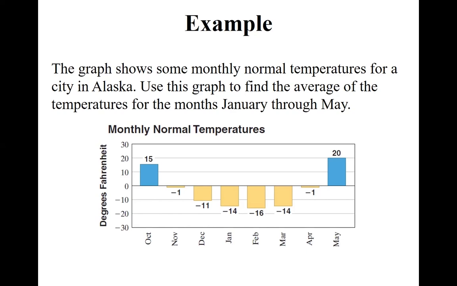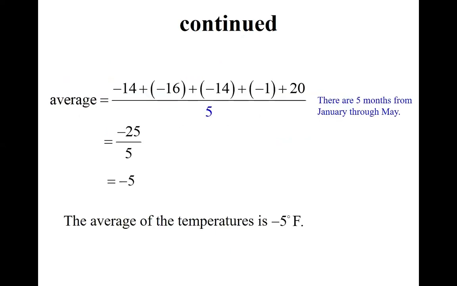We are looking for January through May. We can ignore October, November, and December. We're just looking here. That's 1, 2, 3, 4, 5 values. We're going to add them up and we're going to divide by 5. -14 plus -16 plus -14 plus -1 plus 20. Divide by 5.